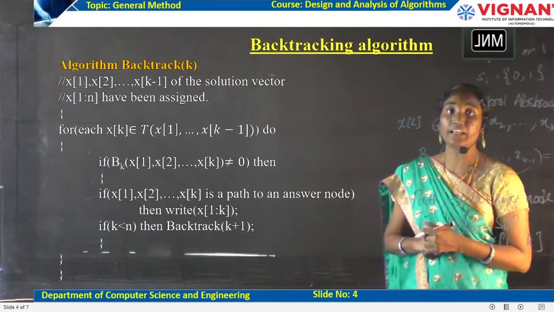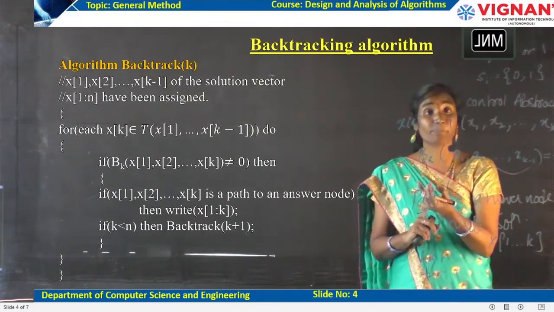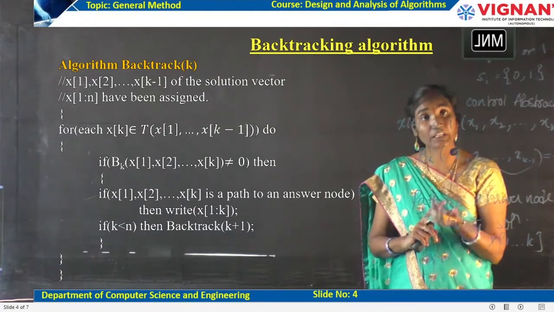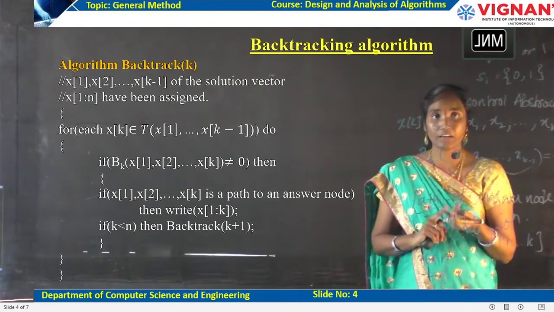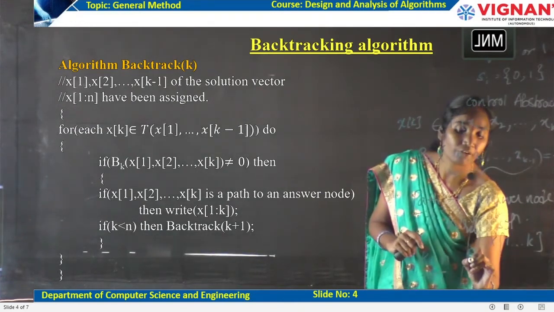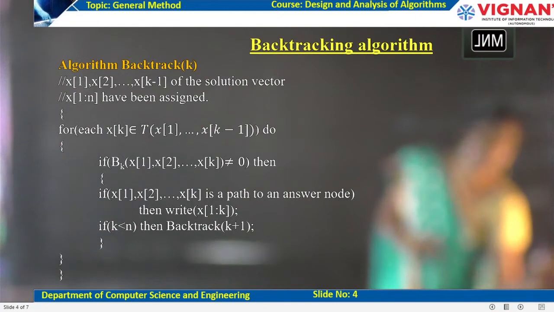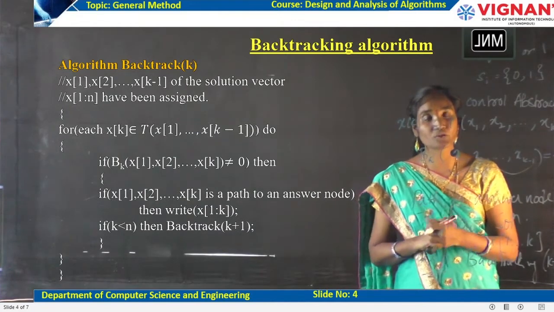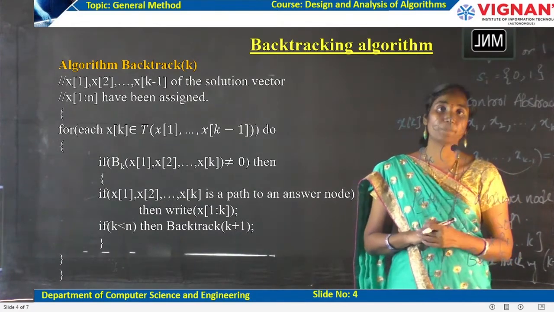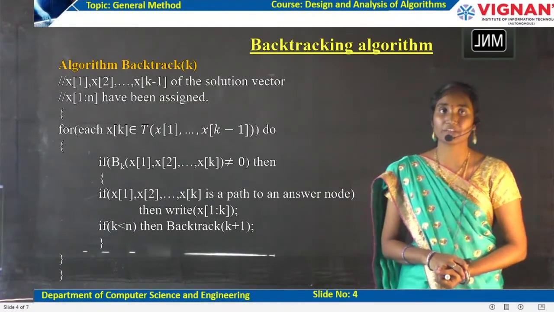If k is less than n, in that case I need to change the path and apply the bounding function again for another path or another solution tuple. So for that I need to call the backtracking function again with k plus 1, because I need to choose another path from the root node to that corresponding node. This is about the algorithm or control abstraction of backtracking.